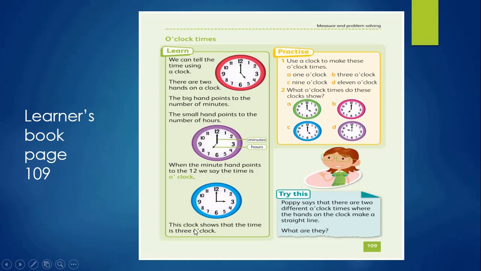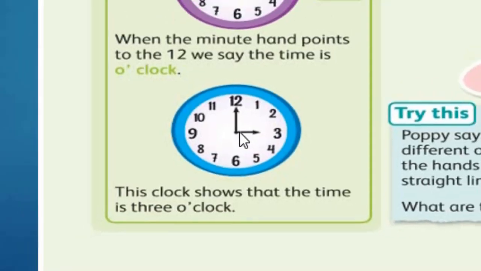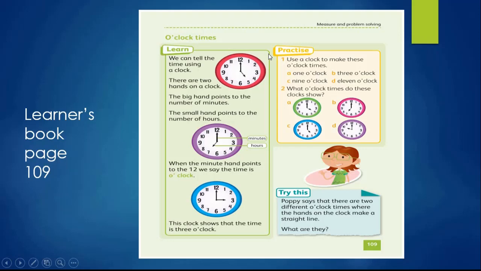Great. Let's start. Students, I already explained this part for you, but let's look at the blue clock. This clock shows that the time is 3 o'clock. Why is the time 3 o'clock? Because the small hand is on 3 and the big one is on 12. That's why it's 3 o'clock. Great. Well done, guys.